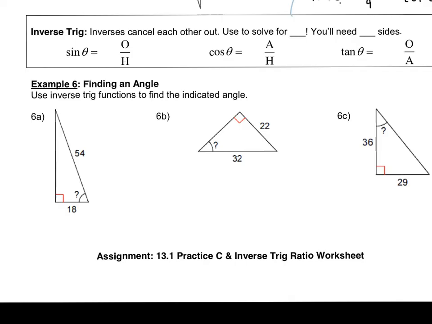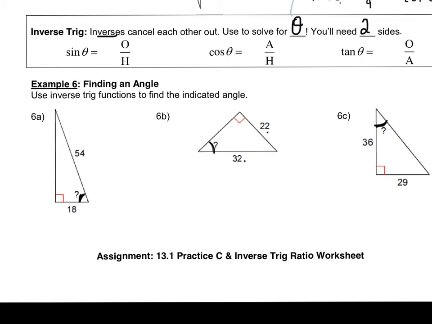If you take a look at example 6, A, B, and C, you'll notice that we have two sides of the triangle and we don't know the angle. Two sides, don't know the angle. So if you ever want to find the angle, if you ever want to solve for theta, we're going to use inverses because inverses cancel each other out. So all you'll have to have are two of the sides.